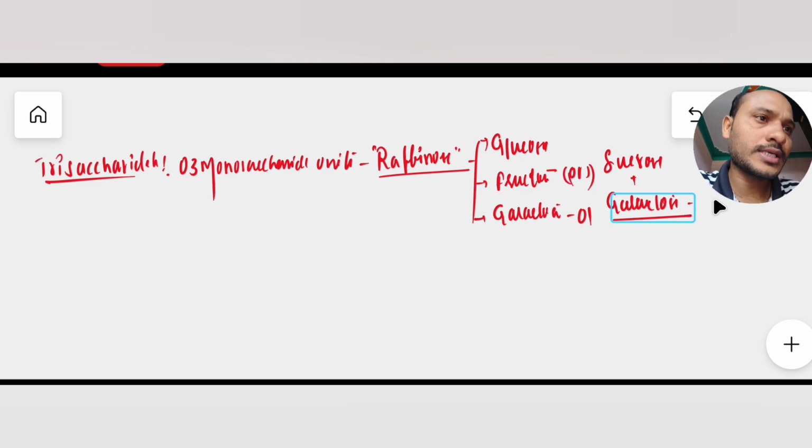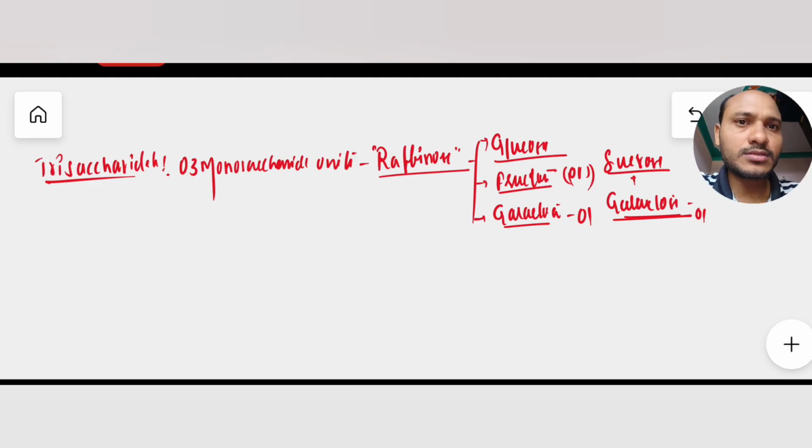How many galactose molecules here? Only one galactose. So raffinose is a type of trisaccharide formed by glucose, fructose and galactose, or also we can write it is formed by sucrose and galactose. Why sucrose here? Because glucose and fructose together form sucrose. So sucrose plus galactose equals one trisaccharide sugar. The best example of a trisaccharide sugar is raffinose, remember.